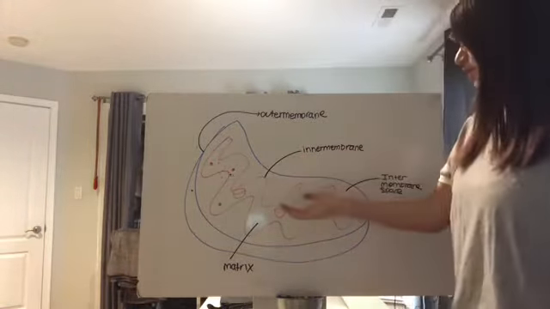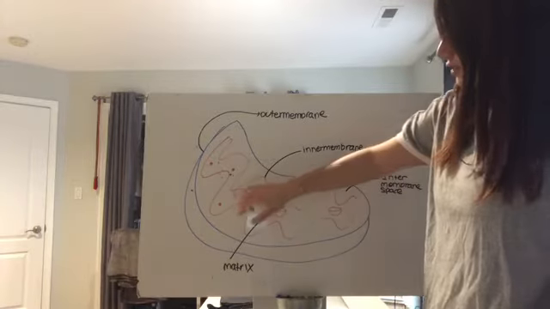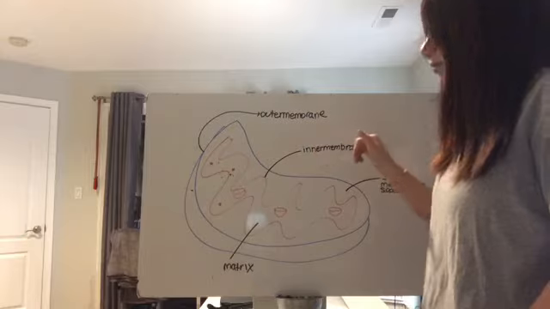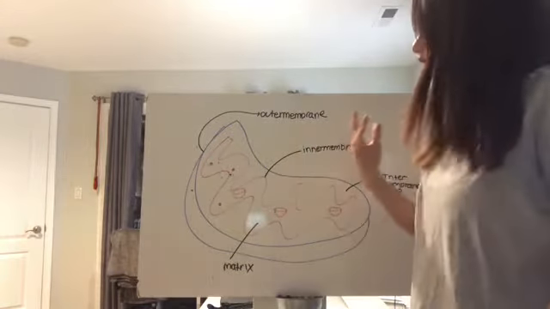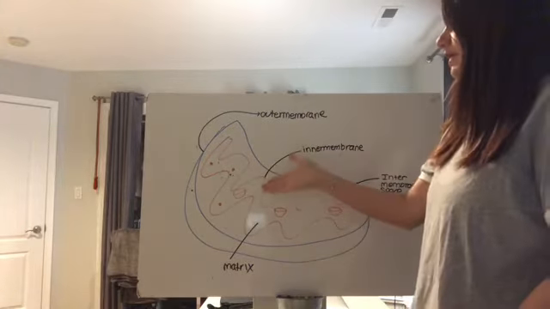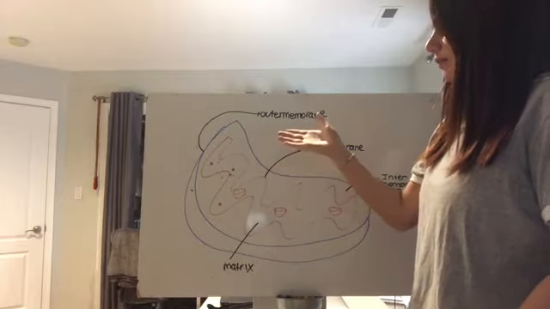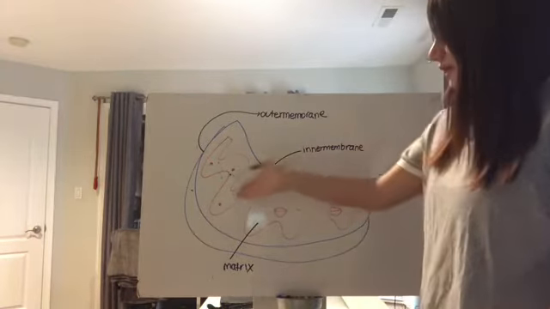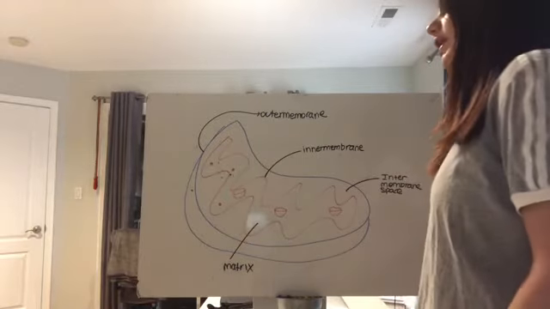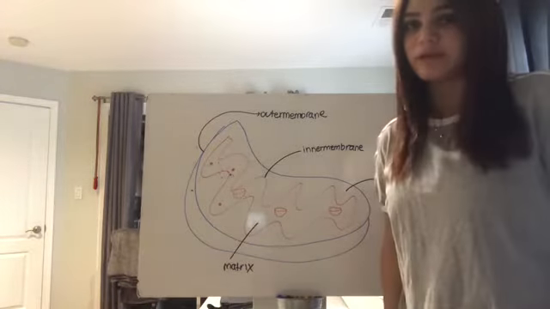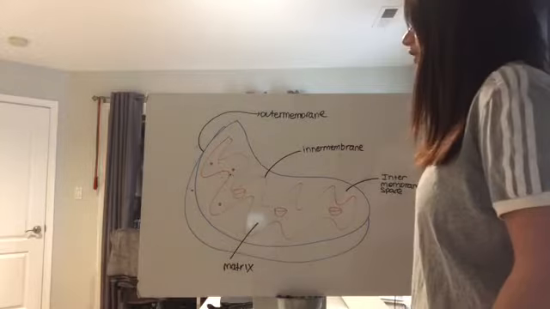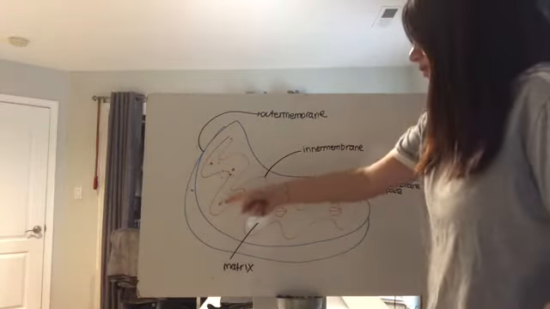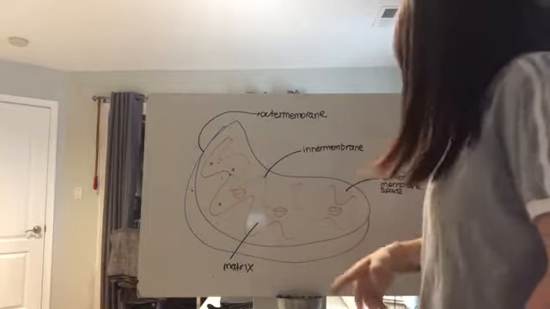Now, speaking of the matrix, as you can see, there are certain molecules within the matrix, and like we said, the inner membrane is impermeable. The only way molecules can get in is with transport proteins. So the molecules that are in the matrix have to be selectively transported in there, and for that reason they are highly specialized. These are molecules such as ribosomes and granules.